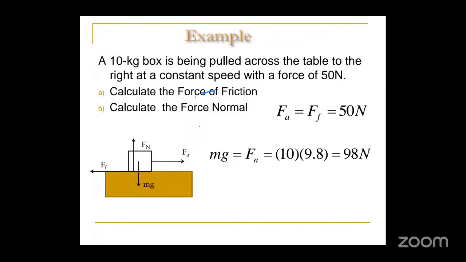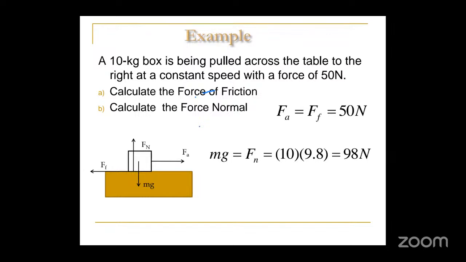So let's look at this example. A 10 kg box is being pulled across the table to the right at a constant speed with a force of 50 Newton. A. Calculate the force of friction. B. Calculate the normal force.